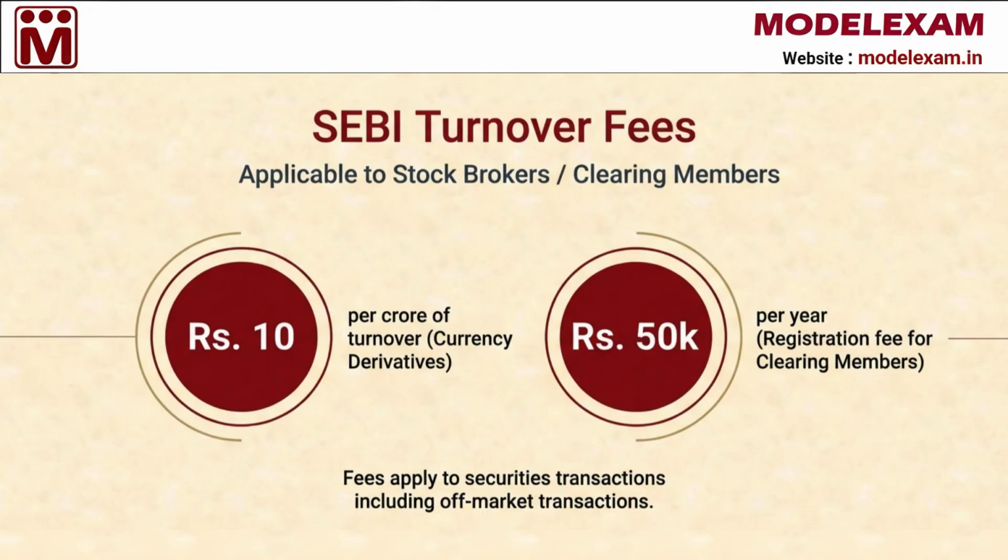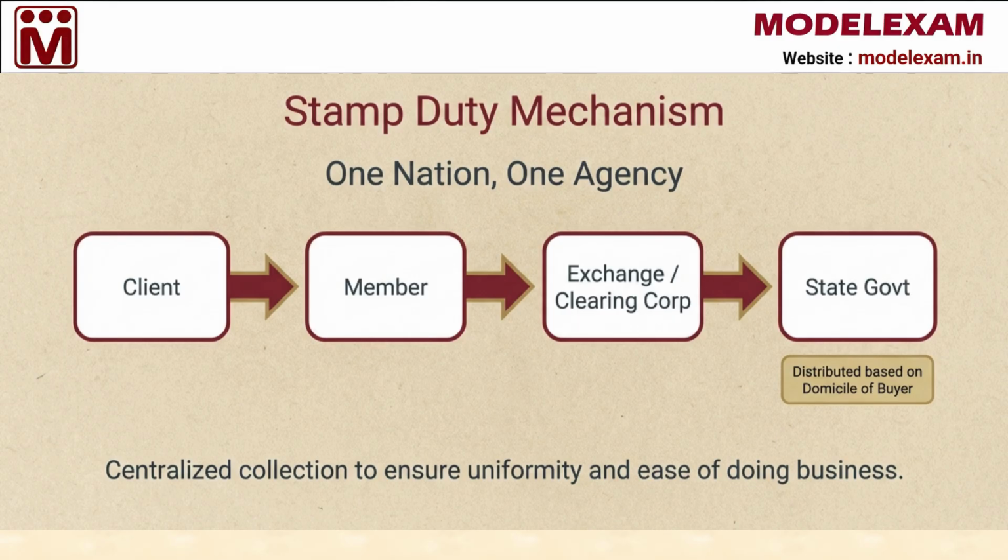Another important part of your trading bill is the stamp duty, which has recently been simplified across the country. Under the One Nation, One Agency policy, the central government has made it easy for states to collect this duty in one single place through the exchange or clearing corporation. This money is then shared with the state government where the buyer lives, making the whole process much smoother for everyone involved.